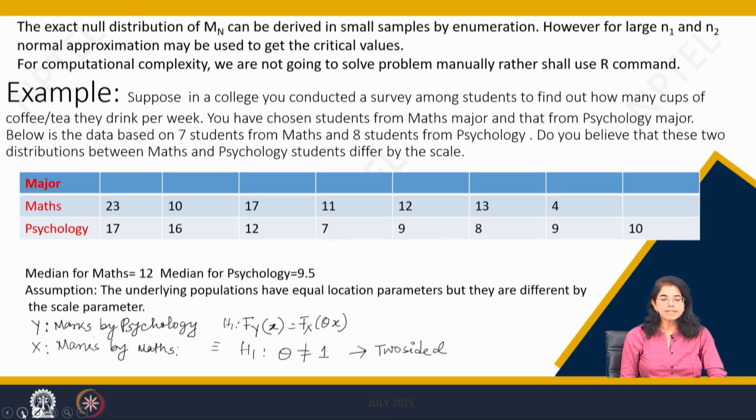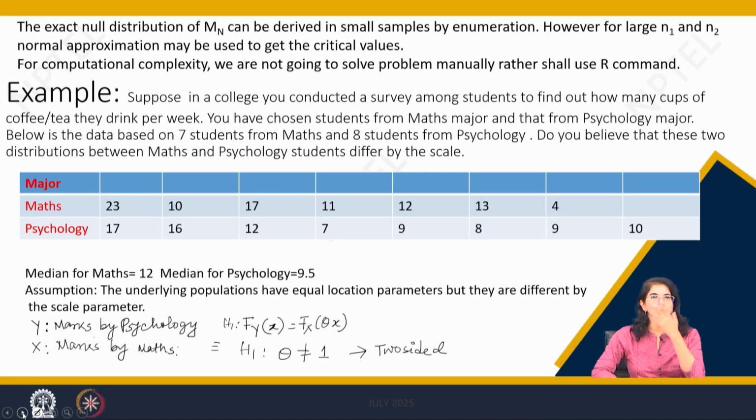The exact null distribution of M_N can be derived in small samples by enumeration. However, for large N1 and N2, normal approximation may be used to get the critical values. For computational complexity, we are not going to solve the problem manually, rather we will use R command. Now, let's have a quick example and later on we will switch to the R console, R window.